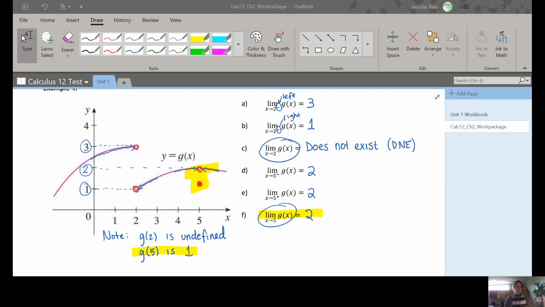Okay, well, that's the end of this lesson. So your assignment is going to be just to evaluate lots of limits using tables and graphs. And then next lesson, we're going to be evaluating limits algebraically.